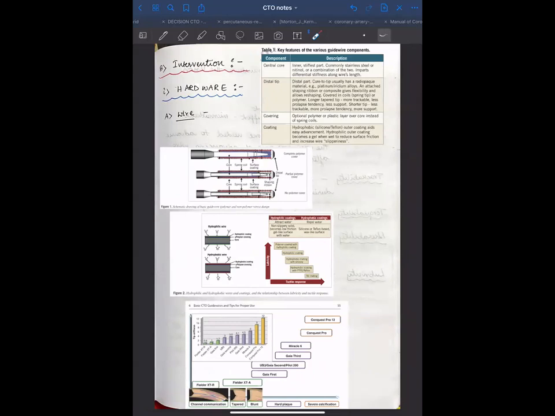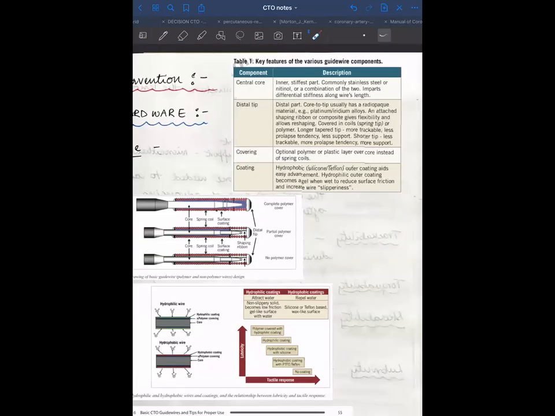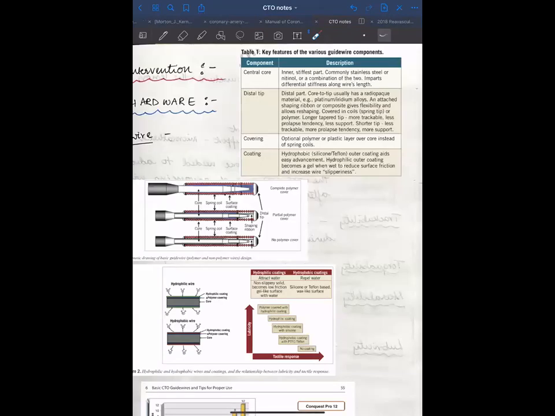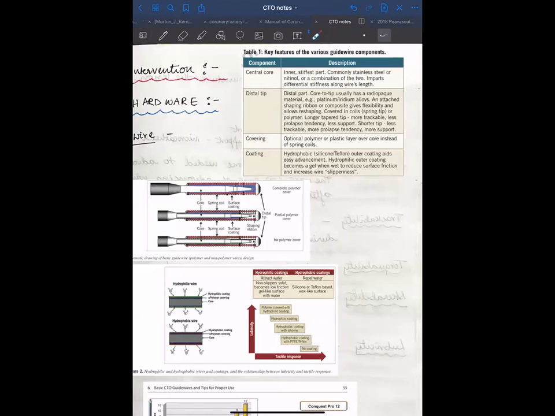So after seeing what we need to look at in the angiogram, we will now come to the hardware. This is the most important part of CTO, understanding hardware and what all we have in our arsenal and what we can use. So starting with the guide wire. What are the parts of a guide wire, just to brush up on what we already know? A guide wire has a central core and a distal tip, covering and coating. These are two different things I want you to pay attention to. Covering and coating is not the same. It is evident in this picture.